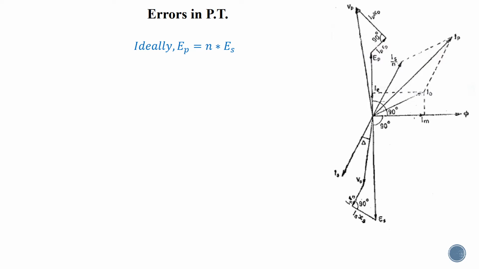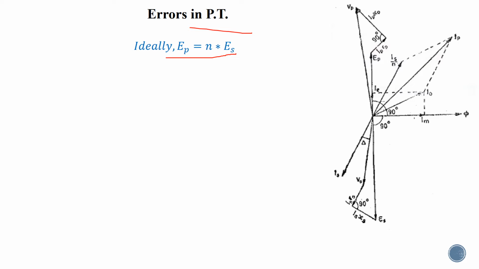Errors in potential transformer. Here we will be describing the formulas which will be used ahead to solve the numerical. In the ideal case, your induced primary EMF is equal to turn ratio multiplied by induced secondary EMF. But in the actual case, this doesn't happen and therefore errors are introduced in the potential transformer. These errors are very similar to the ones occurring in the current transformer. The errors are known as ratio error and phase angle error.